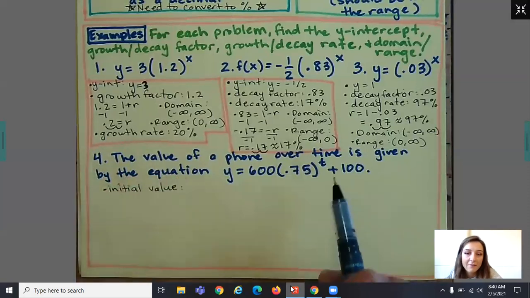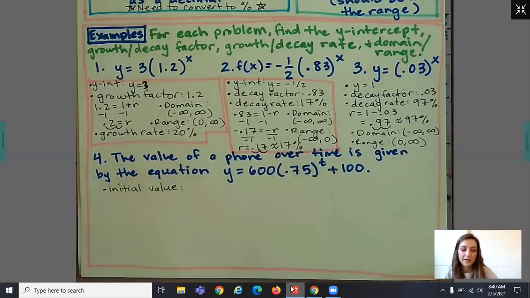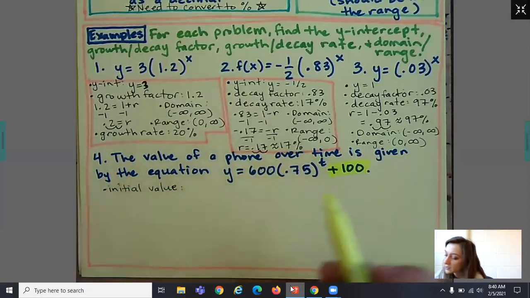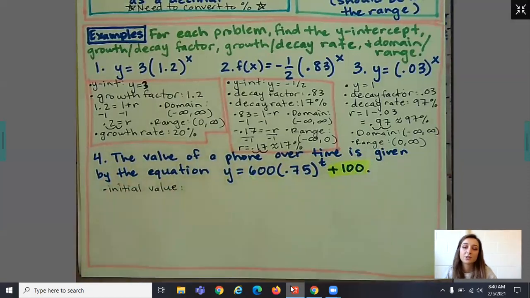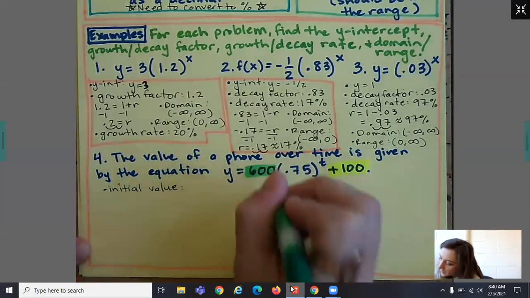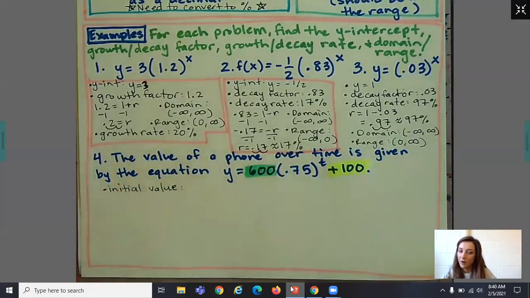Okay, since we do have this plus 100 on the end, that is actually going to affect our initial value. So whatever the number was out in the front, we're actually going to have to add 100 to it to get our y-intercept, or our initial value. So this 600 is going to have to be added to 100 to get our initial value of 700.